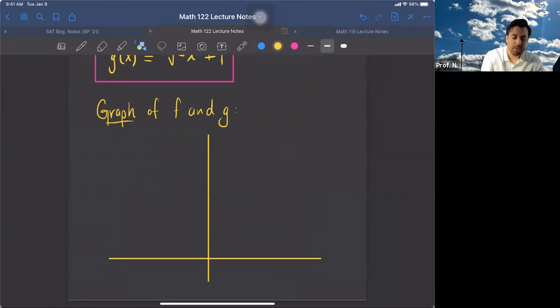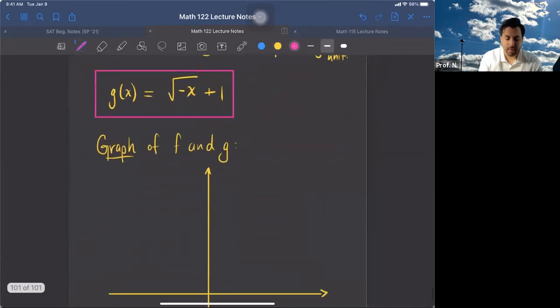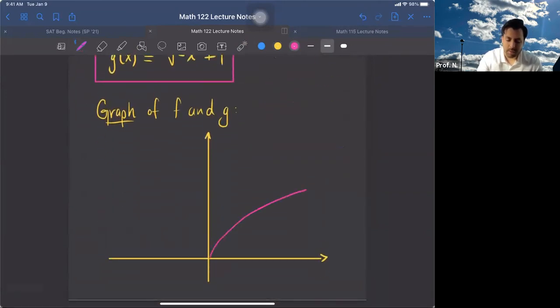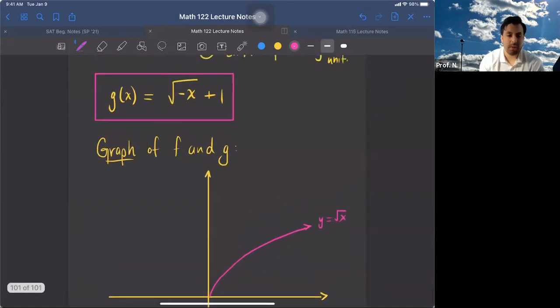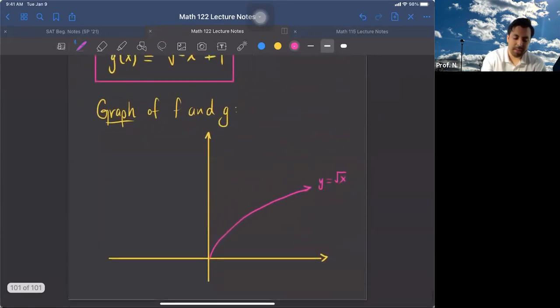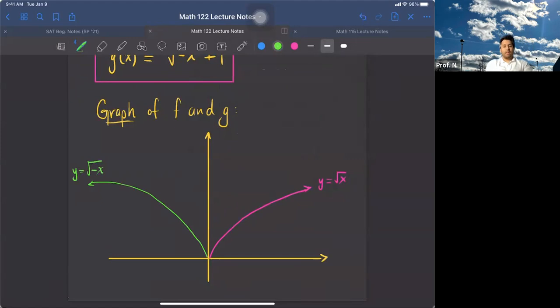So first of all, you need to know the graph of the parent function. What's the graph of the parent function? The square root of x. We know what square root of x looks like. It looks like half of a parabola opening to the right. So this is y equals the square root of x. And then what's going to happen? Well, I'm going to reflect it across the y-axis. So I'm going to have the same exact thing, but now I'm going to have it this way. This here would be y equals the square root of negative x, correct?